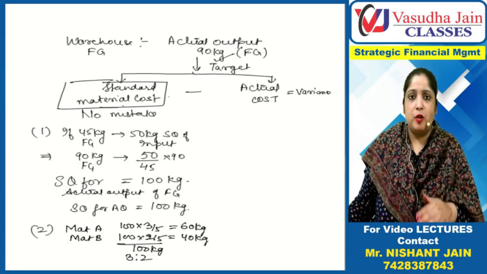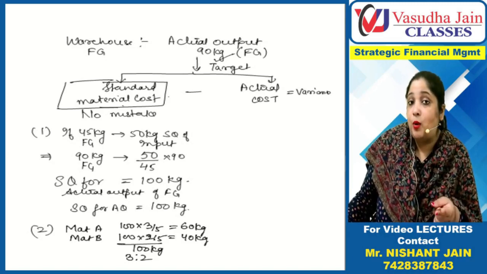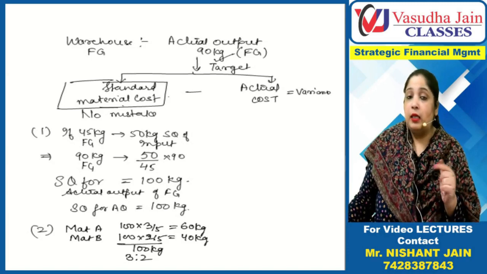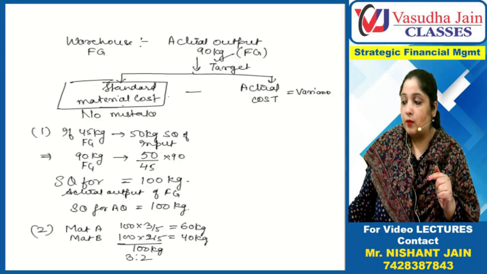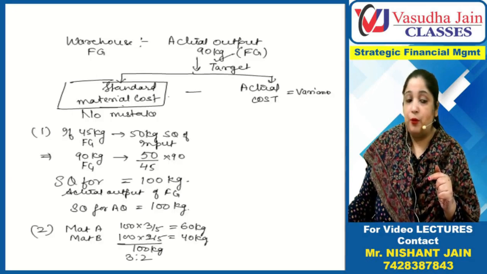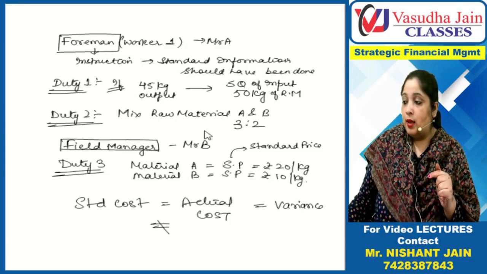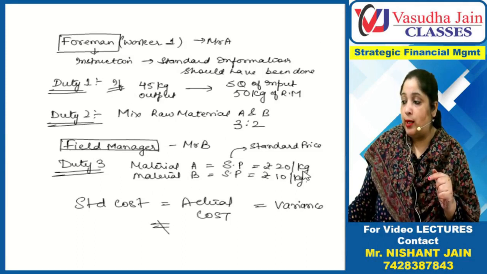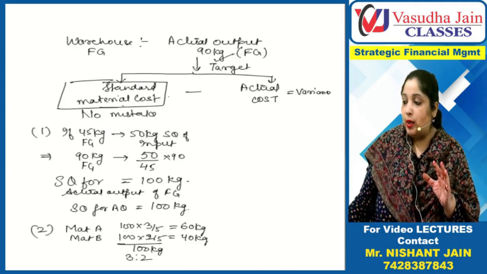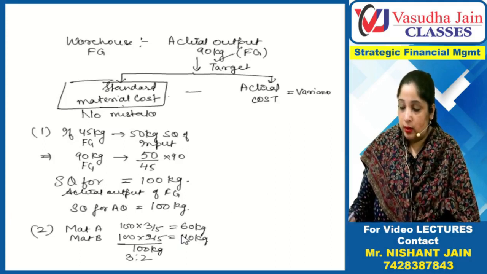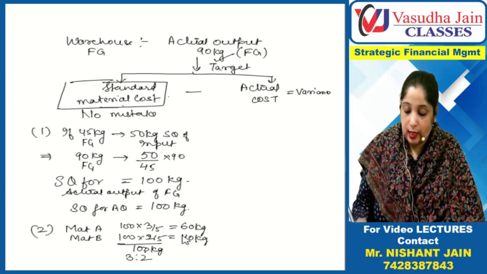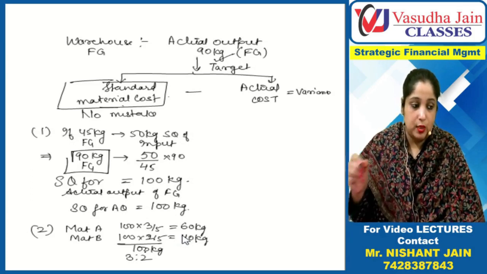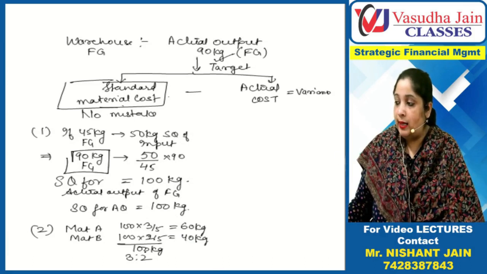I'm writing it on a piece of paper so that when I talk to my foreman, I know whether they have done this or not. Then the third instruction, which I gave to my field manager, was that the material cost should have been 20 rupees per kg and 10 rupees per kg. So let's do one thing, I'll write it on the next page. Basically they should have used 60 kg and 40 kg, that is total 100 kg, in order to manufacture 90 kg of finished goods, and the prices should have been 20 rupees and 10 rupees.